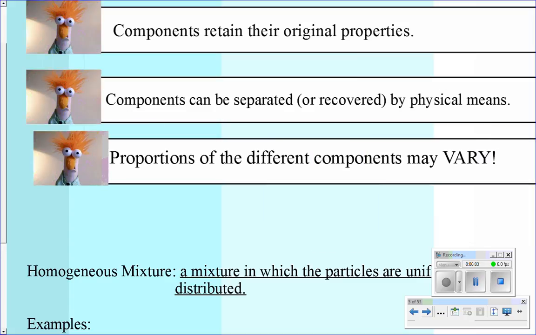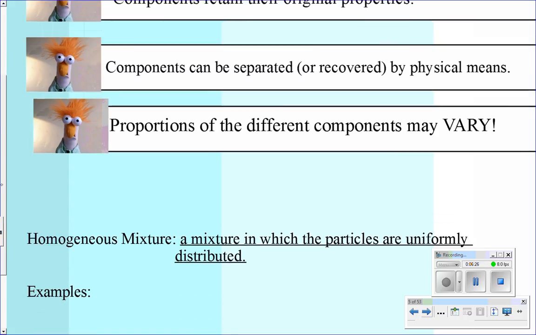Proportions of the different components may vary. So you could actually make some Kool-Aid where you put a lot of the Kool-Aid mix in. It's a very strong mixture, has a very strong flavor to it, very sweet. Or you put less of that Kool-Aid mixture in a larger amount of water. They're still both Kool-Aid. They have similar properties, same taste to them. But you'll notice that the proportions are different. One of them you would consider to be more concentrated than the other one.